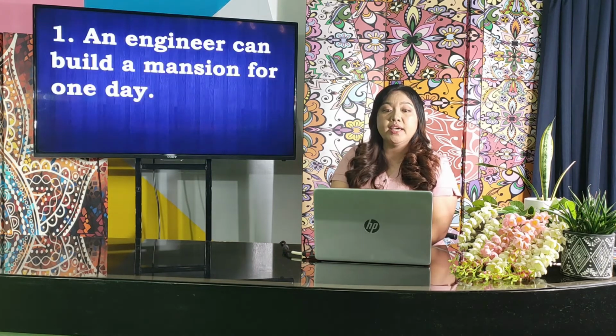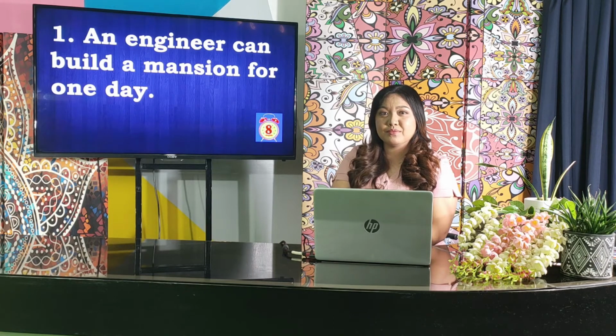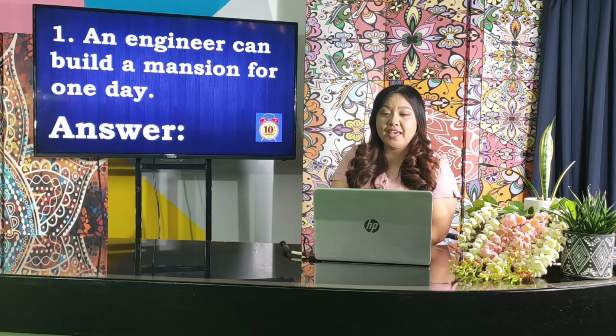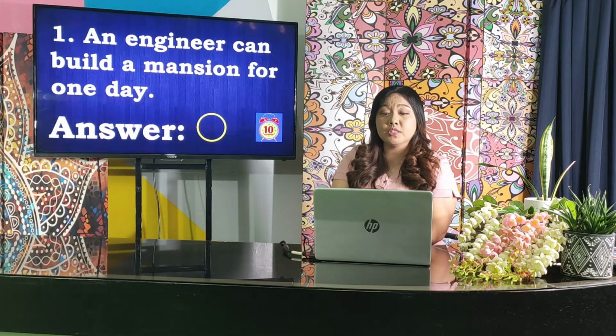Number 1. An engineer can build a mansion in one day. What do you think is the answer? The correct answer is circle. It is hyperbole. Amazing! It is because it is impossible to build a mansion in just one day.